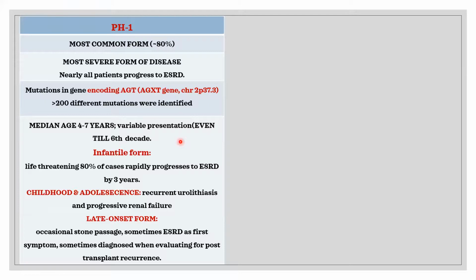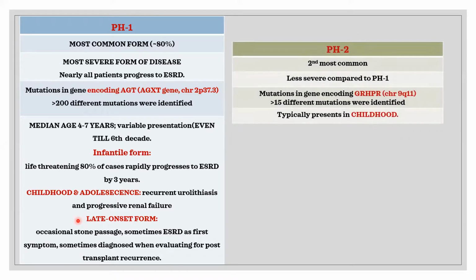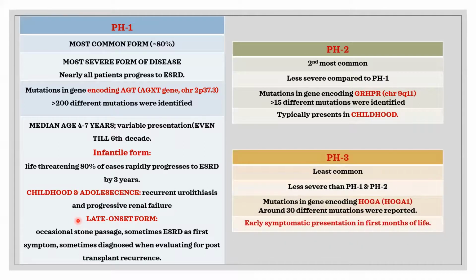In the childhood and adolescent form, they can present with recurrent urolithiasis and progressive renal failure. In the late onset form, they generally present with occasional stone passage, sometimes ESRD as the first presentation itself. Coming to primary hyperoxaluria type 2, it's the second most common, a less severe form compared to primary type 1, and mutations are seen in the gene encoding glyoxylate reductase and hydroxypyruvate reductase enzyme, which is located on chromosome 9q, typically presenting in childhood. Type 3 is the least common form, less severe than type 1 and type 2. Mutations in the HOGA1 gene, and early symptomatic presentation is in the first months of life.